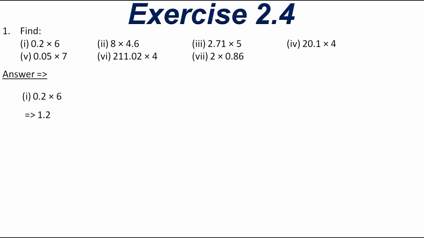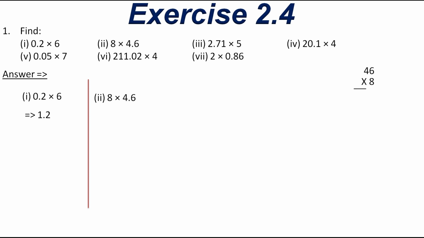So the answer for 0.2 into 6 is 1.2. Okay. Now let's move to the next one, the second one, 8 into 4.6. Here again we have one decimal number and one whole number. So we think of 8 into 46. First of all, forget the decimal point, so the number becomes 46. As it is, 4.6 will become 46. So we have to multiply 8 with 46.